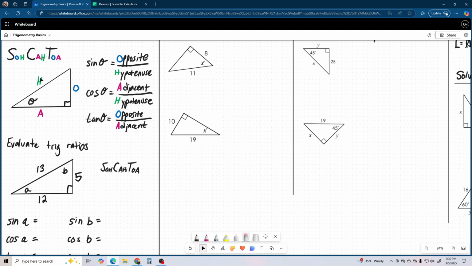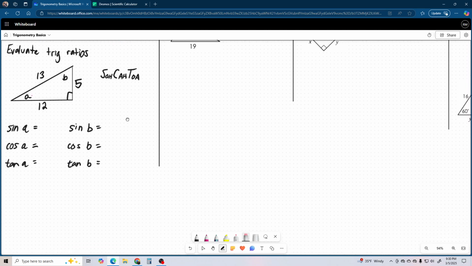You'll notice that we have our hypotenuse, our opposite, and our adjacent, and each of these ratios is made up of opposite, adjacent, and hypotenuse pieces. So in other words, our sine of theta, SOH, is opposite over hypotenuse. Cosine, CAH, is adjacent over hypotenuse, and TOA, which is our tangent, is opposite over adjacent. So this acronym helps us know which pieces we need when we're evaluating our trigonometric ratios.